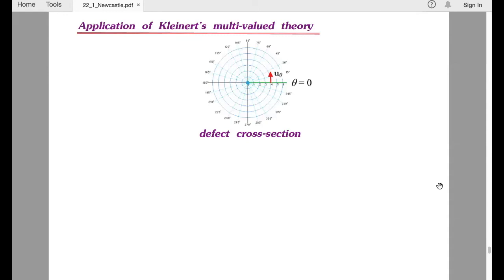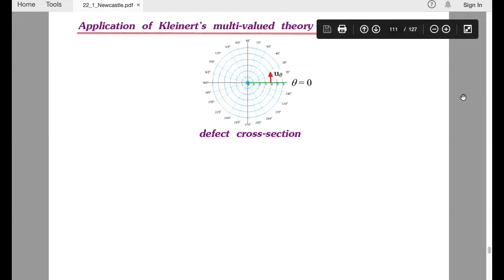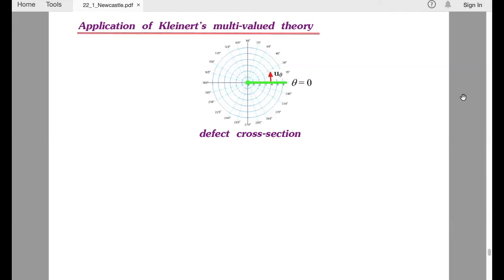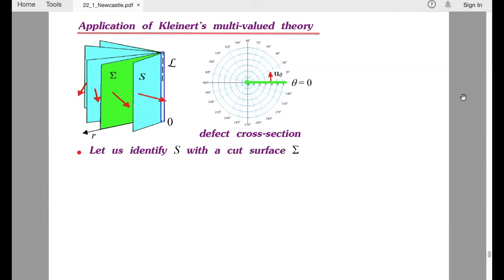Anyway, Kleiner's technique is just to make use of Riemann's cut and give these cuts a physical sense. So we have a defect cross section in front of us. We have a theta that goes around it. We know that is multi-valued, so we put a cut, again represented by this green segment. And in 3D, we have one of these surfaces as a cut surface. So we identify S with a cut surface sigma. Now, sigma is a locus of a Dirac delta vector distribution.